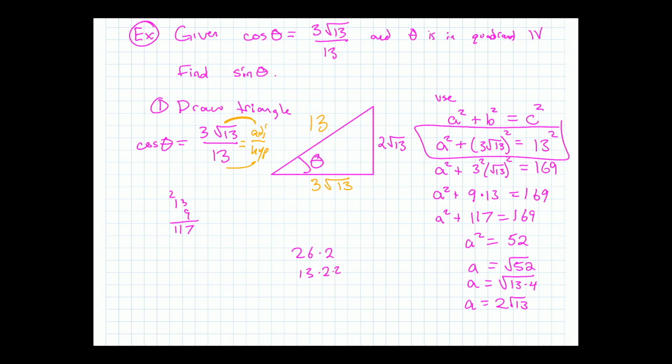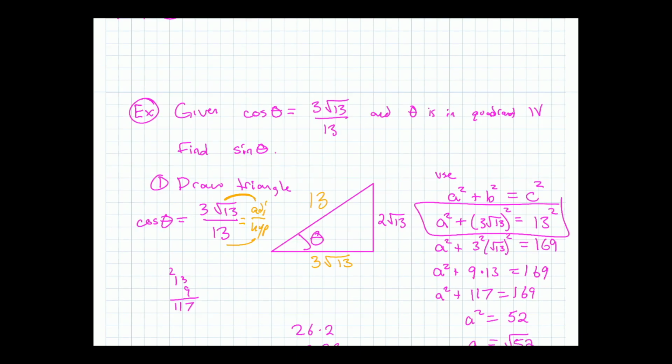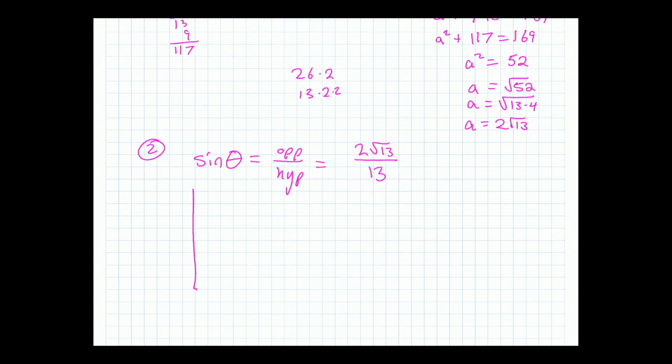So, okay, so we got a triangle. Once you have the triangle, then we should calculate what we want, which is, what do we want? Sine theta. So sine theta is, well, we know it's going to be the opposite over the hypotenuse because we memorized that. So opposite is 2 square root 13. Hypotenuse is 13. And we need to just think about whether it should be positive or negative. So you have to look at the unit circle.